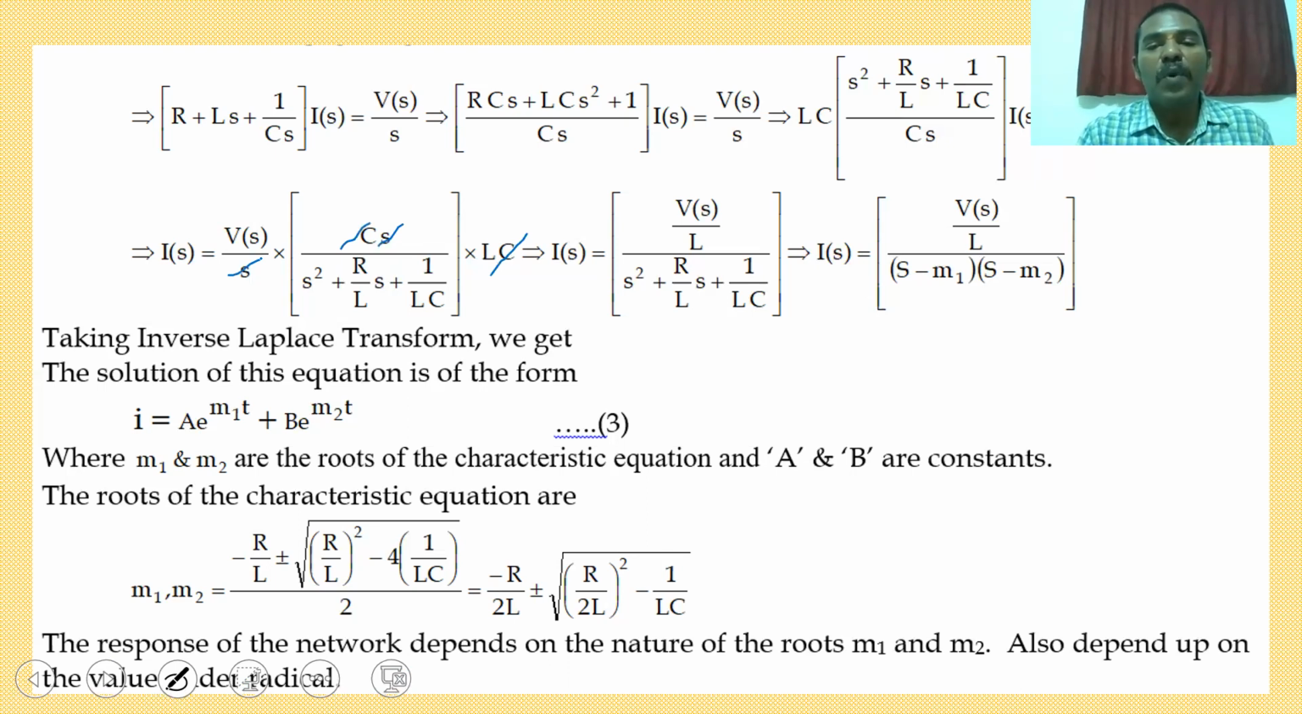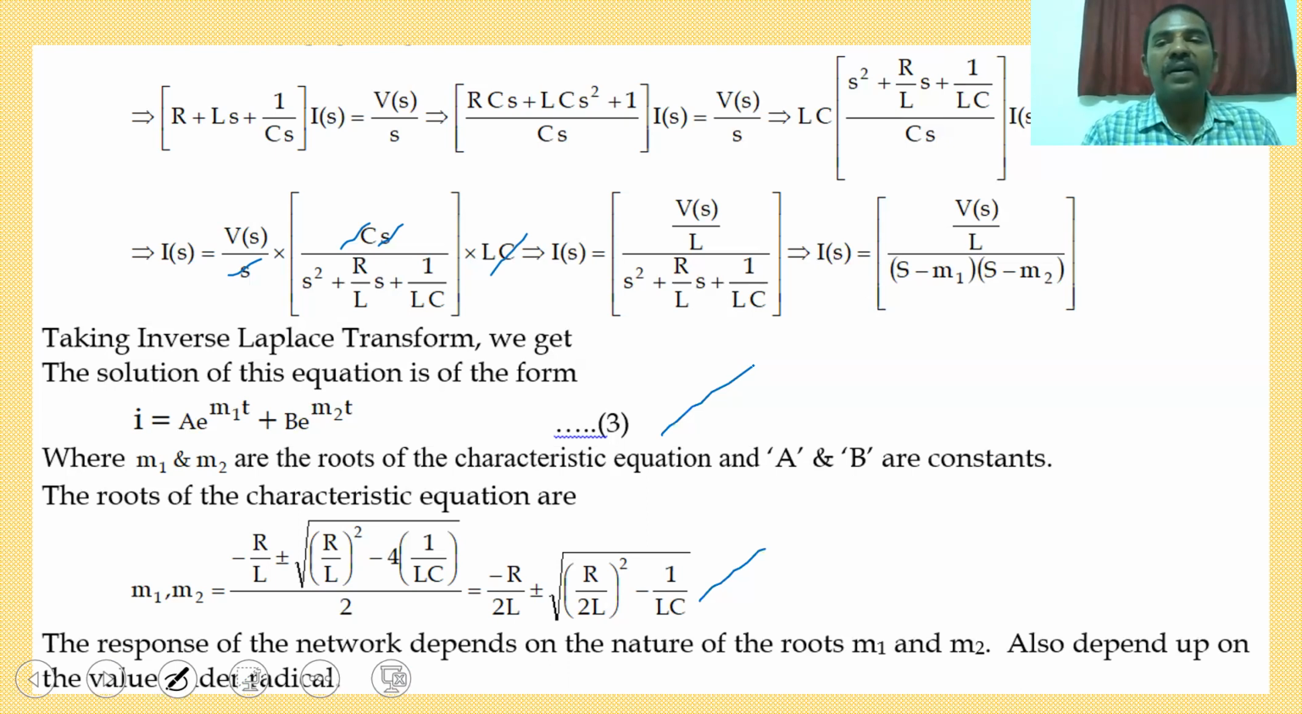So now I am going for the second order equation as s minus m1 into s minus m2. So the roots of the equation you already got for the basic equation of your time domain analysis also. So that is minus R by 2L plus or minus root of R by 2L whole square minus 1 by LC. So the complete solution can be represented as I is equal to A e power m1 t plus B e power m2 t. So like that you have to go for the solution of the RLC series circuit under DC excitation.